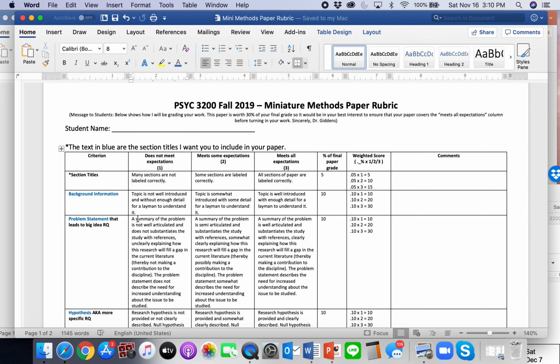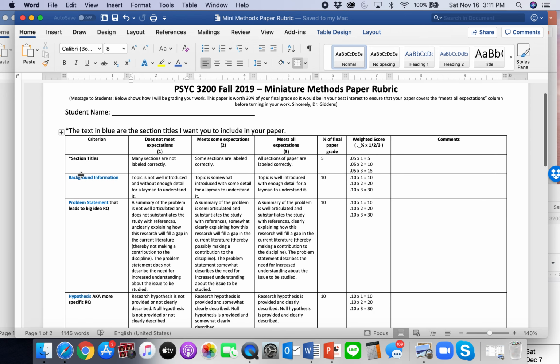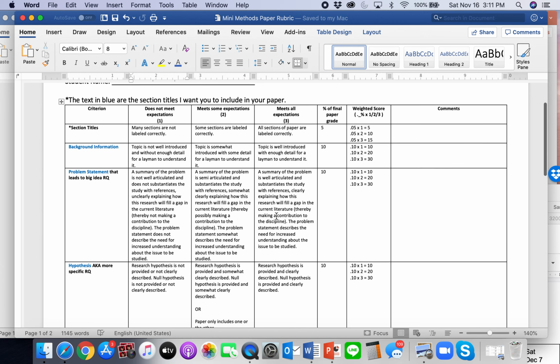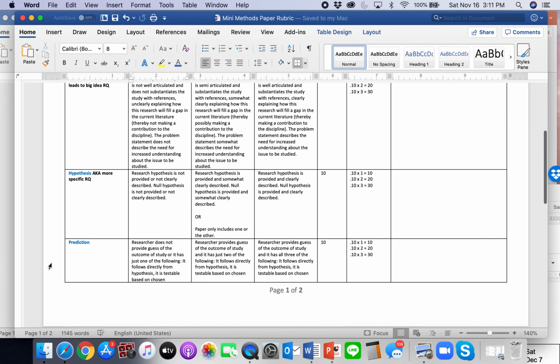So we'll just go through this briefly. Section titles: I want all of the sections of your paper to be labeled correctly. And if you don't label them correctly, 5% of the final paper grade could potentially get docked. So it's important. This column here shows the percentage of the final paper grade that this particular part is worth. So if you don't label correctly, you could get docked some points and score here instead. Background information: this is what I'm looking for. Problem statement: this is what I'm looking for in that section. Hypothesis right here. Prediction right here.